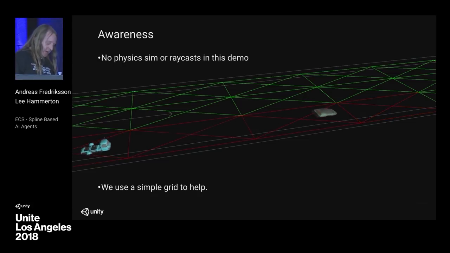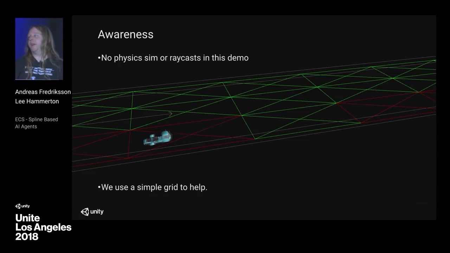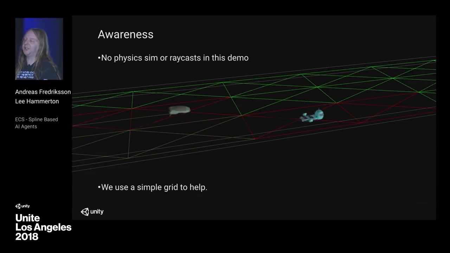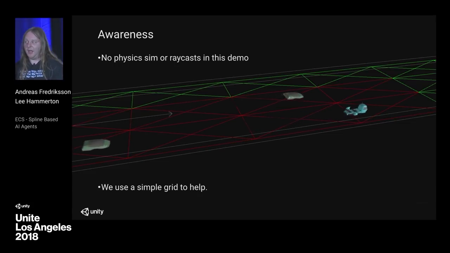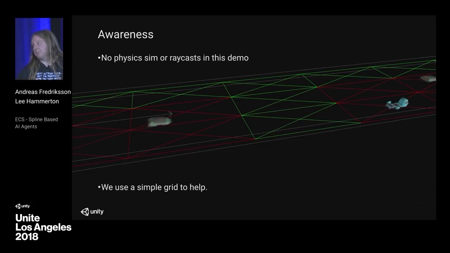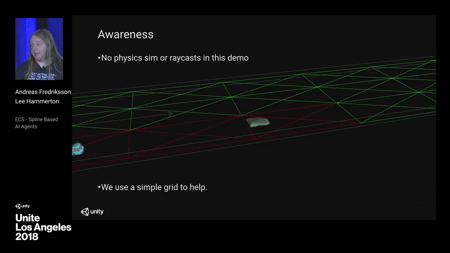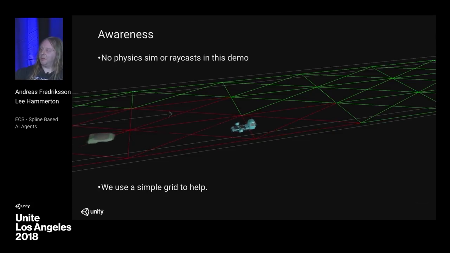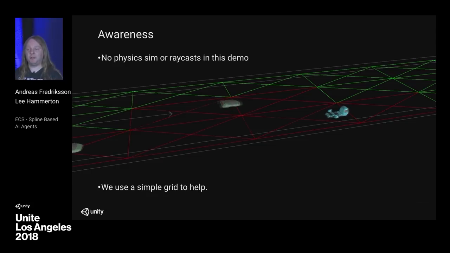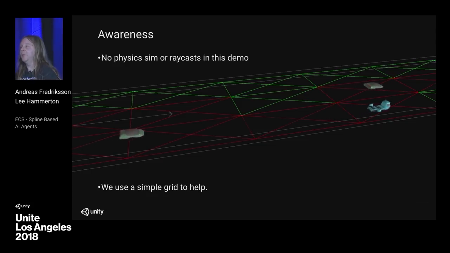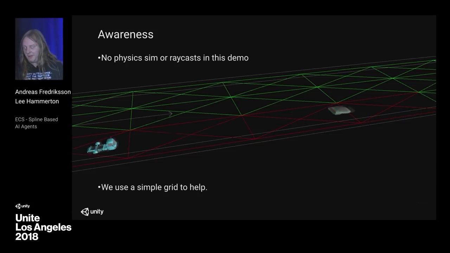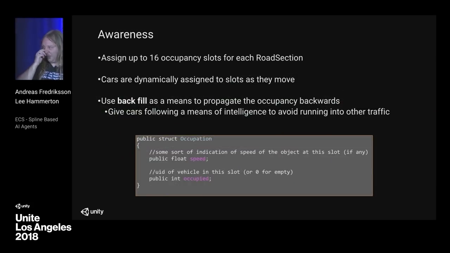The other thing we need is awareness. We need the traffic to be aware of its surroundings to some degree. And we aren't using physics. We have no physics sim. We don't use raycasts in this demo. This nice debug picture might give you an idea of what we do. We're literally creating a grid, and we are storing the vehicle's effect on that grid every frame.